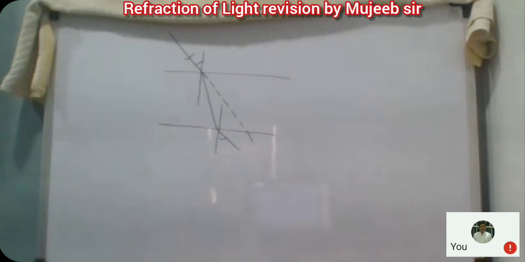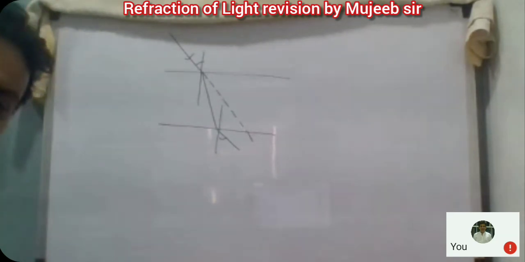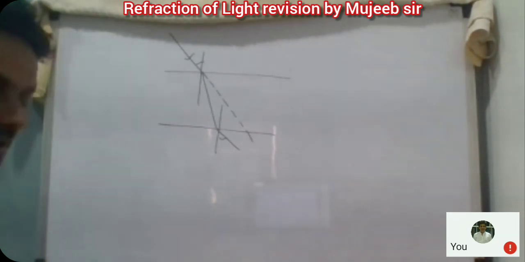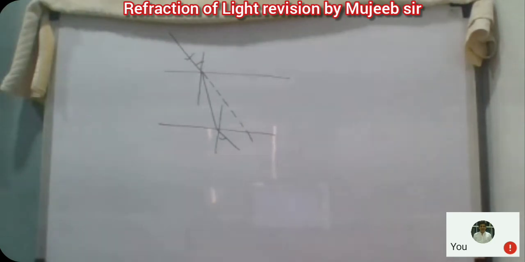Which angles are they? Exterior alternate angles. They are equal. That's what will happen. The two rays must be parallel to each other. In this way, we can prove that the incident ray is parallel to the emergent ray.